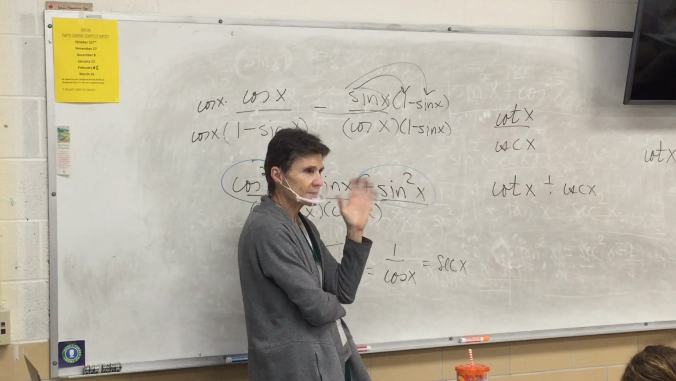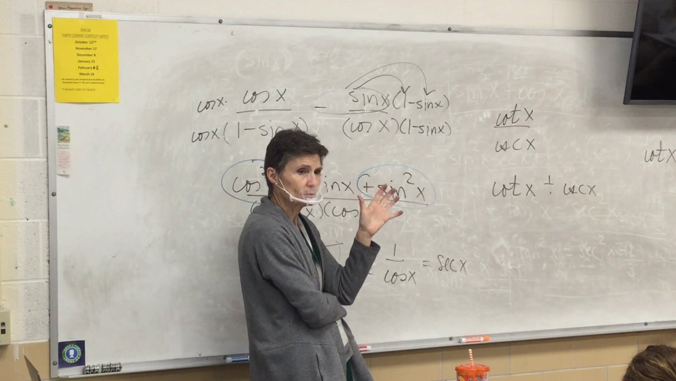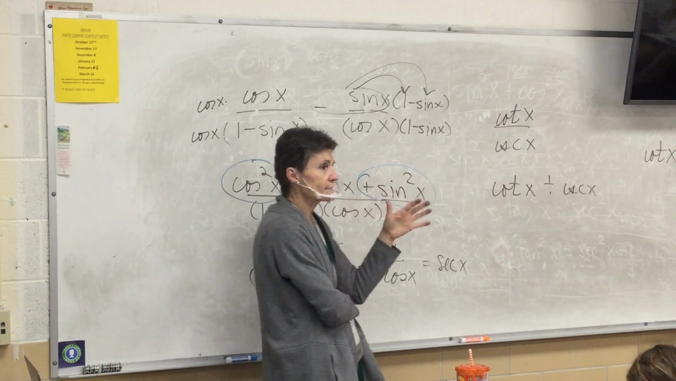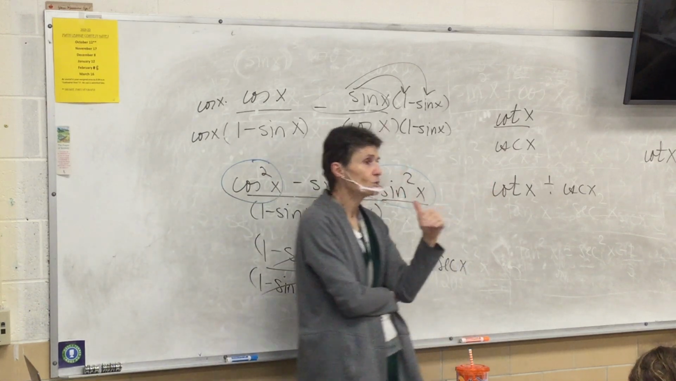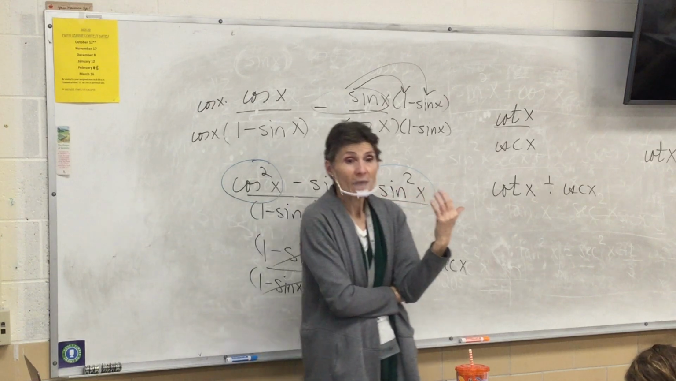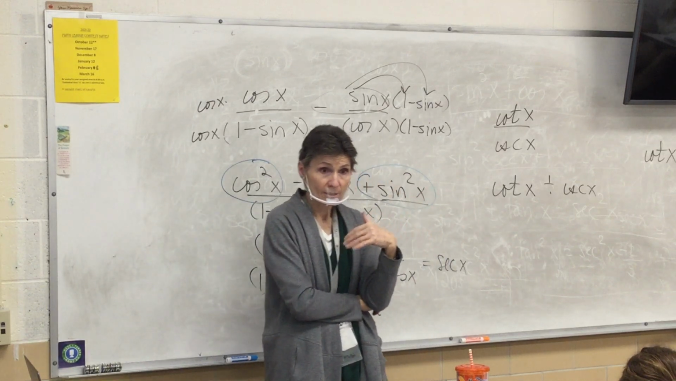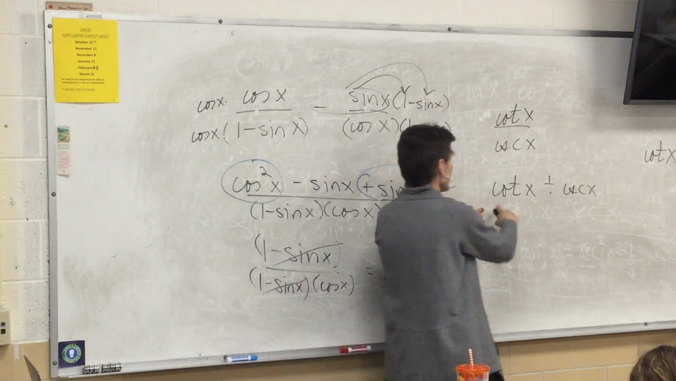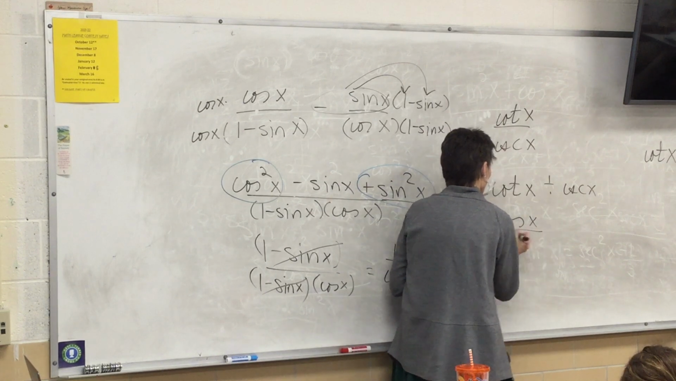So are you good with that? Does that kind of make sense to you? If you trust me that tangent is sine over cosine, then cotangent has to be cosine over sine. So that's what I'm going to do here. I'm going to make this cosine over sine.